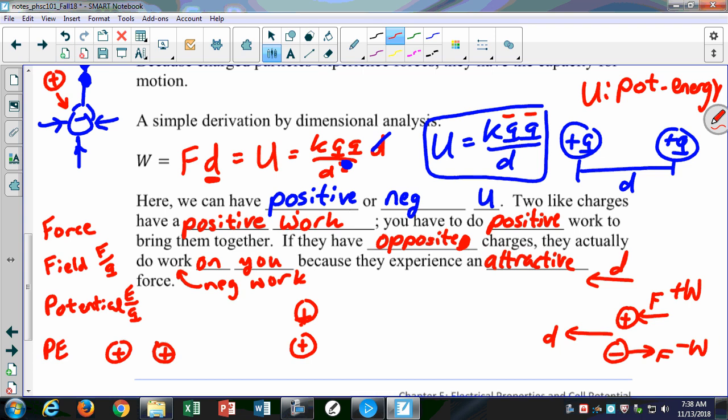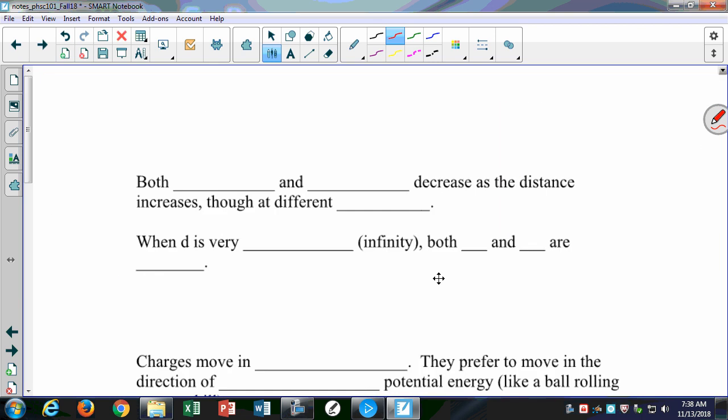We'll see, it'll come up a little bit later when we talk about the body and how things move from one direction to another in terms of their potential energy. So we'll revisit this a little bit later. Alrighty? Both force and energy decrease as the distance increases.